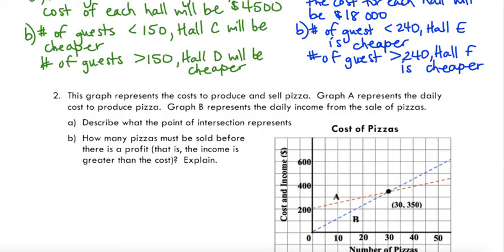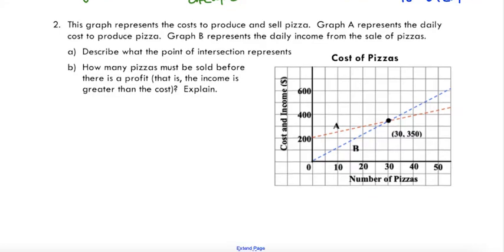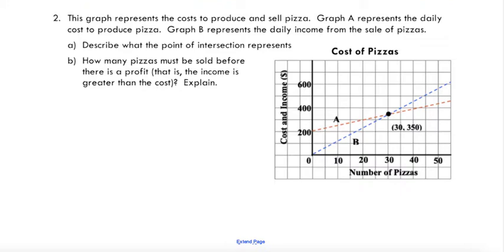Here we have an example where we are looking at the cost to produce pizzas versus the cost to sell pizzas. If you are working at a pizza shop, for example, you're going to have a cost to make those pizzas: the cost of all of the ingredients, the cost to pay your employees, and so on. Hopefully that cost to produce the pizza will be less than what you charge people to buy that pizza, because ideally you want to make a profit so you can keep your business going.